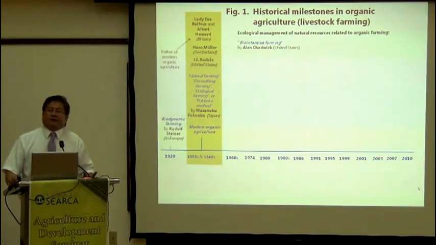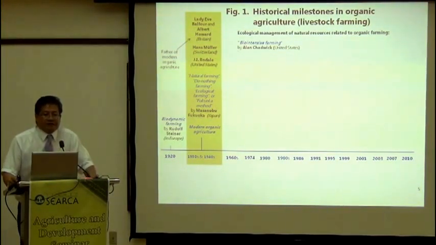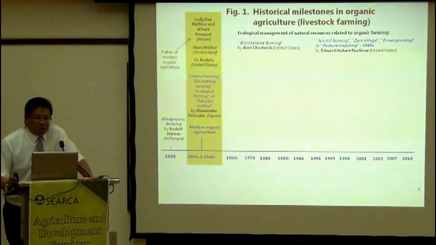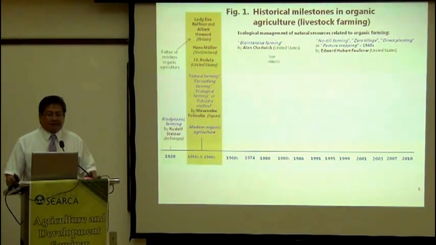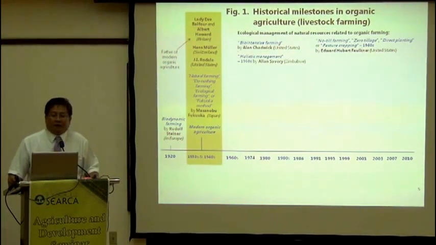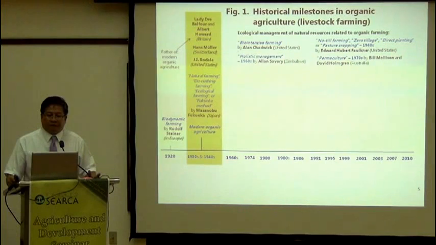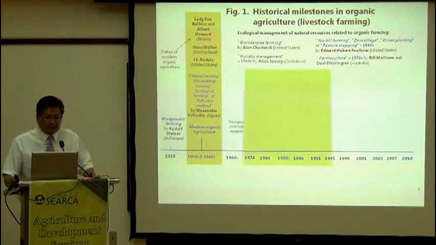That's why, again, if you check the literature, you might have encountered biointensive farming, which was first postulated by Alan Chadwick from the US. And then in the 1940s, there was no-till farming, zero tillage, direct planting, or pasture cropping by Edward Faulkner from the US. And in the 1960s, you might encounter the word holistic management by Allan Savory from Zimbabwe. In the 1970s, permaculture by the duo of Bill Mollison and David Holmgren from Australia.